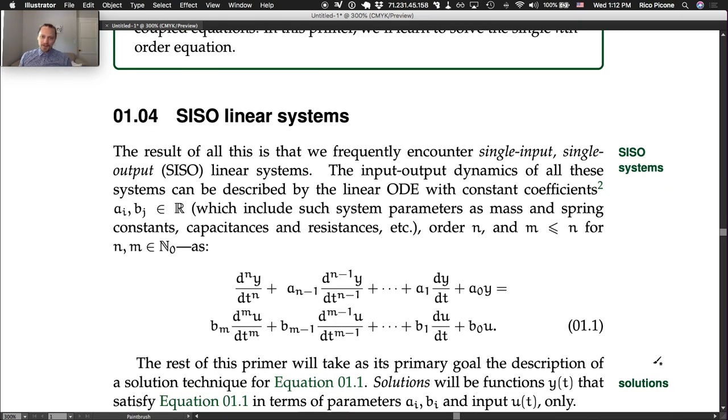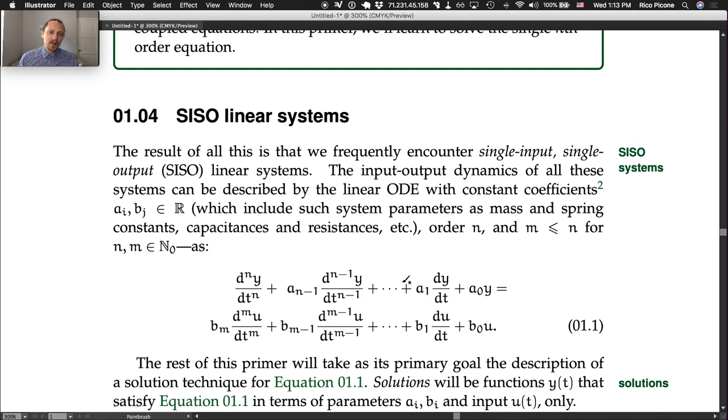So the result of all this is that we frequently encounter single input, single output, or SISO linear systems. The input-output dynamics of all these systems can be described by the linear ODE with constant coefficients. So this is introducing equation 1.1 here. It has constant coefficients, a_i and b_j, they're real numbers. We've got a's here and b's, but there are a lot of them, right? They're indexed by i and j.